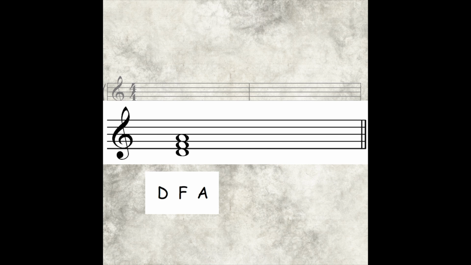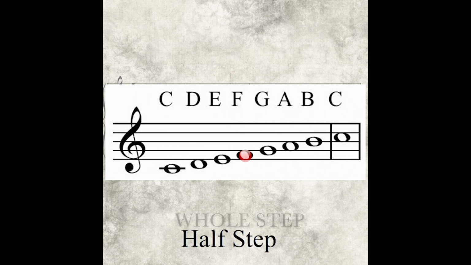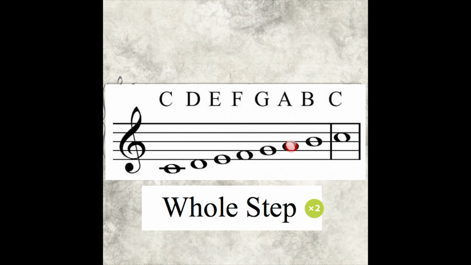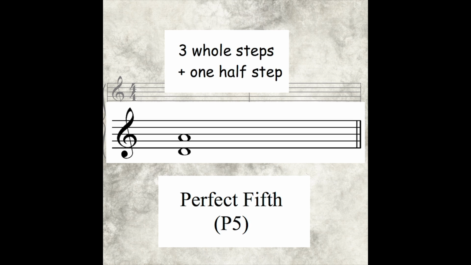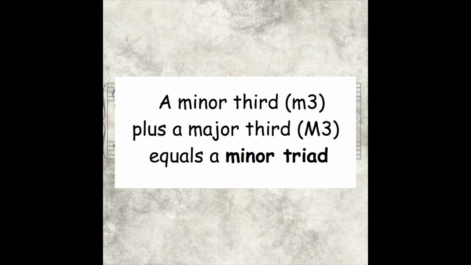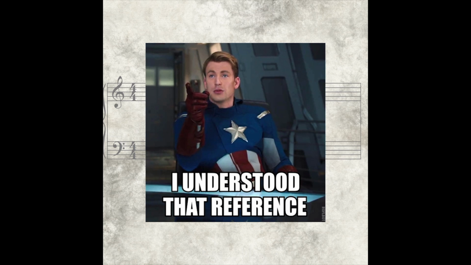D-F-A, the second chord. D-E-F is a whole step and a half step, and F-G-A is 2 whole steps. So D to A is 3 whole steps and a half step, which is another perfect fifth. The front end minor, the back end major, a minor triad. I get it. Apply it to each note in the scale.